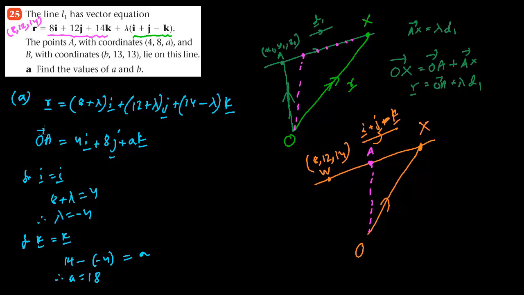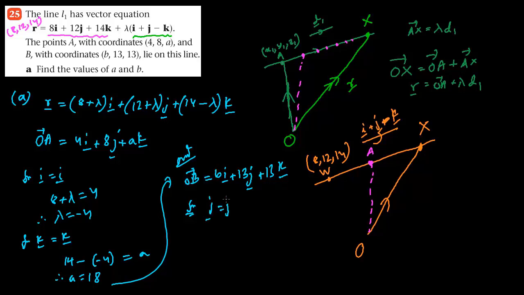Done. Again, now we have to work with OB. So OB is bi plus 13j plus 13k. Since the coefficient of i is unknown, we're going to start with j.